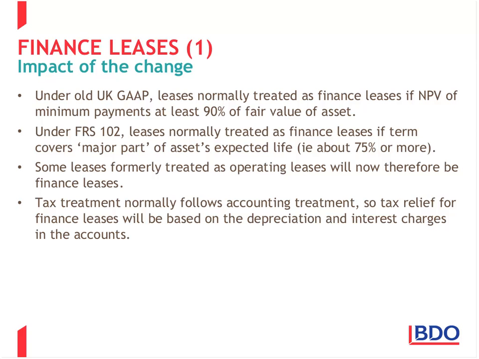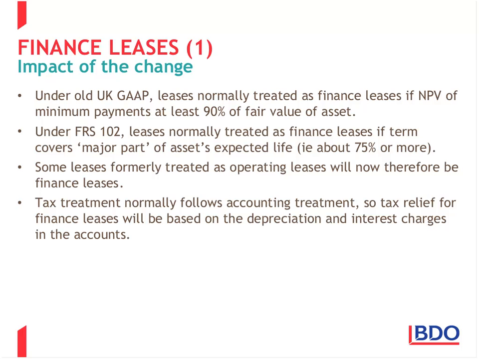Let's have a look at finance leases. Under old UK GAAP, leases were categorised as either finance leases if the net present value of the minimum payments was at least 90% of fair value of the asset, or, in other cases, operating leases. The definition of a finance lease under FRS 102 is such that if the term covers the major part of the asset's expected life, i.e. about 75% or more, it is a finance lease.